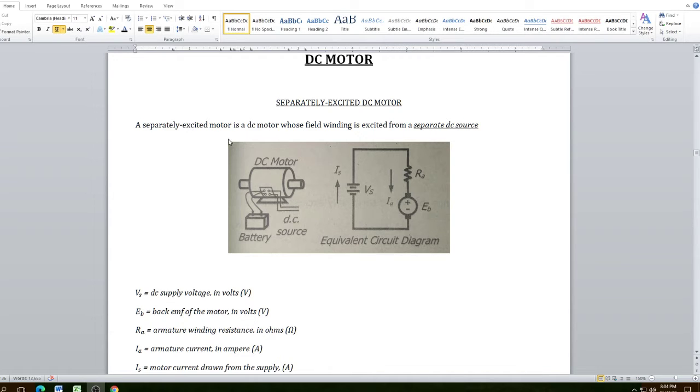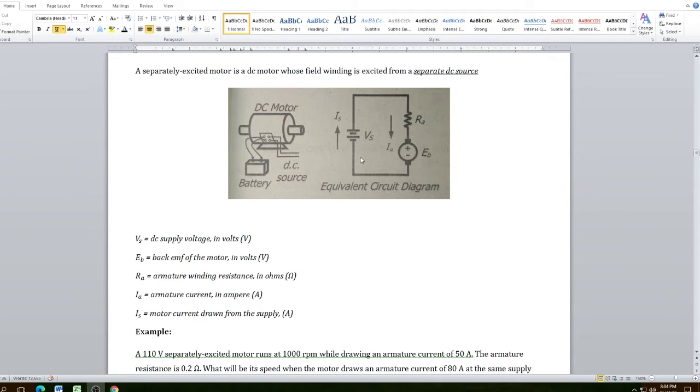So when will we call a motor a separately excited DC motor? When the field windings are excited by a separate DC source. This is the schematic diagram. Our field windings are supplied by a certain source of power, for example a battery. So VS, very simple, is the total supply voltage.